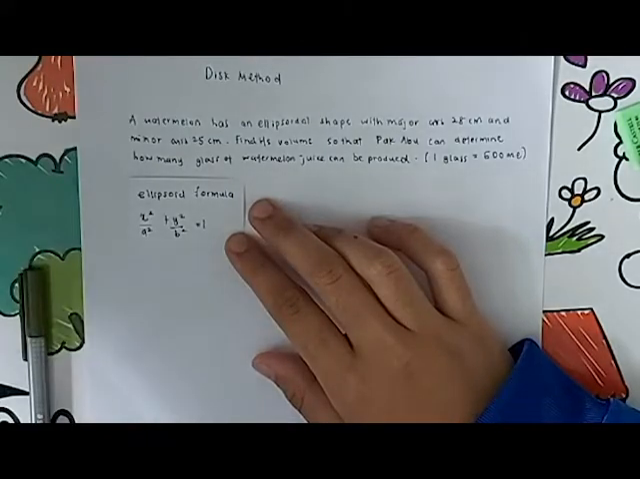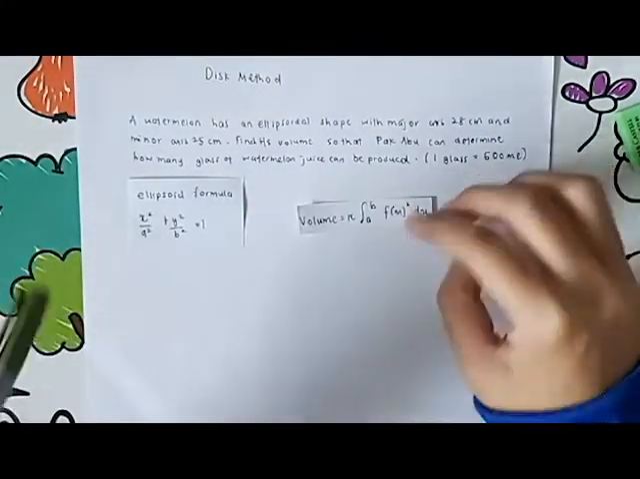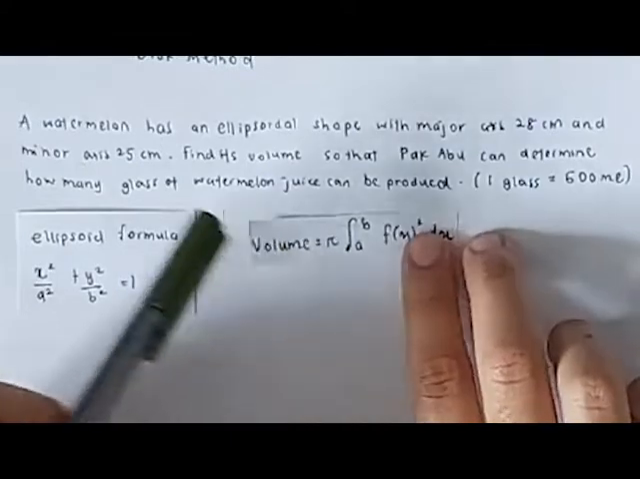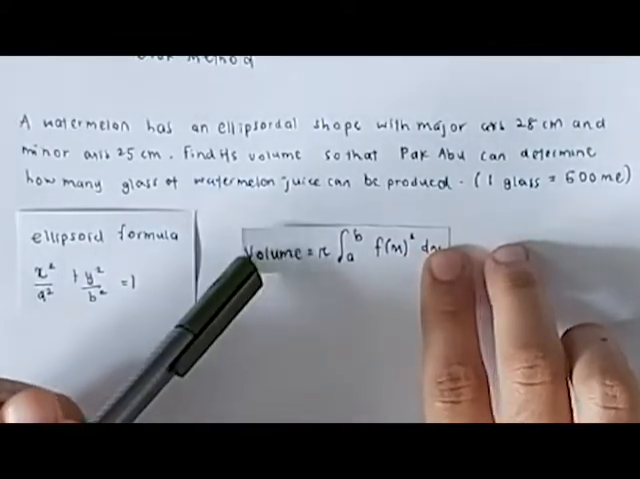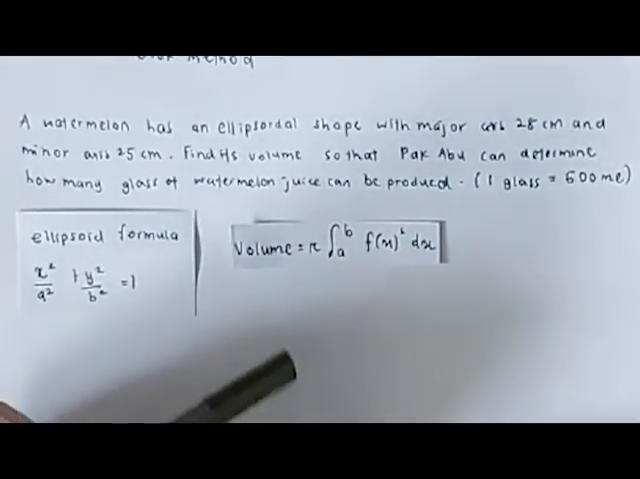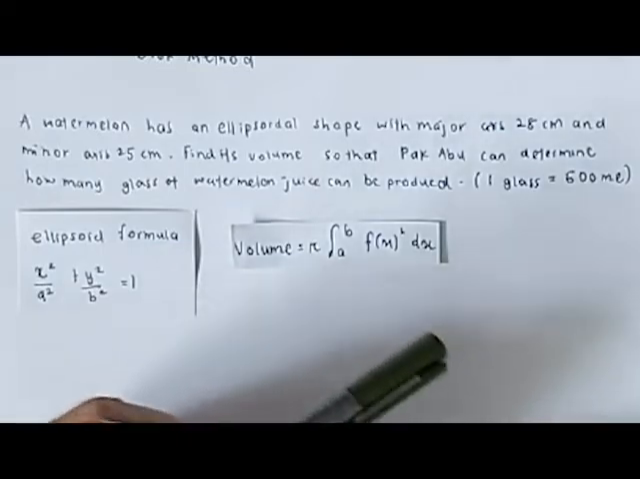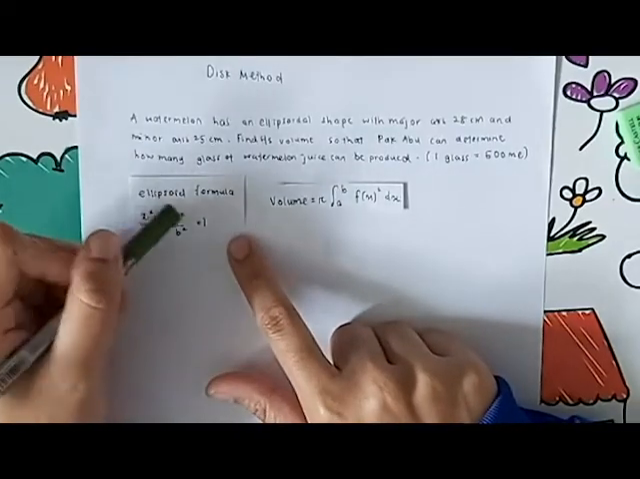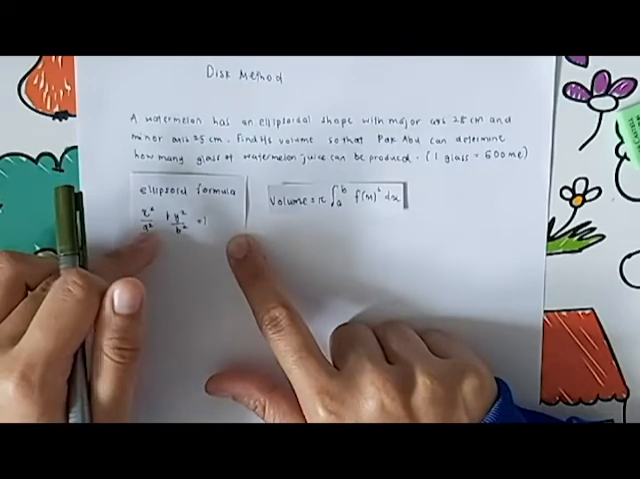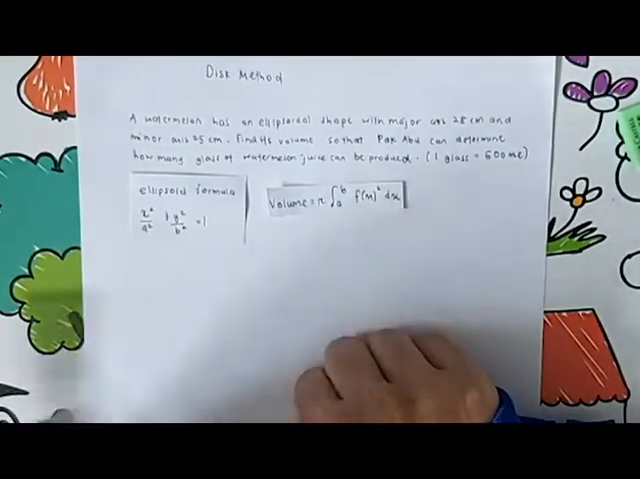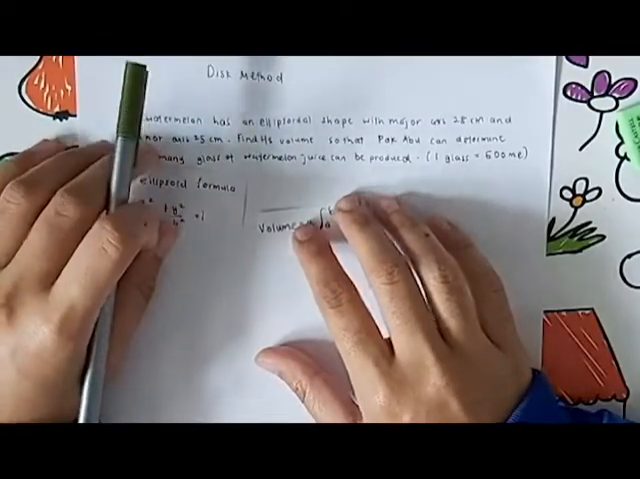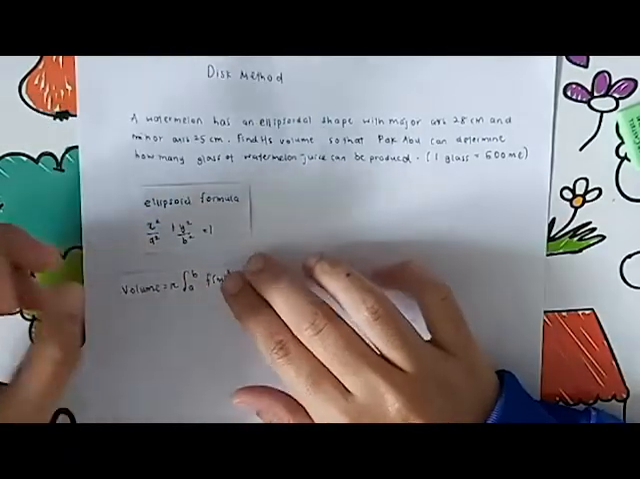So what is the formula for this method? This is the formula of this method. Volume equals pi times the integral from a to b of f(x) squared dx. So we're going to find y and then substitute it into the volume formula.